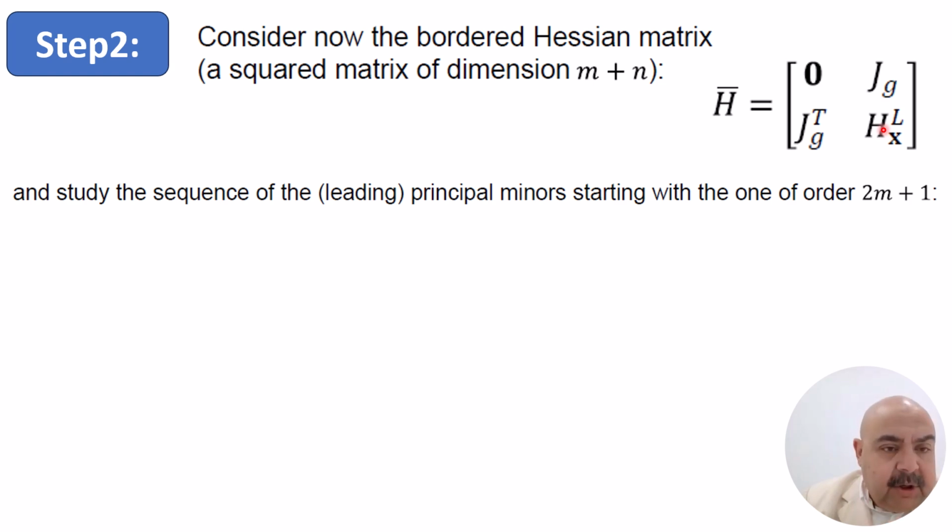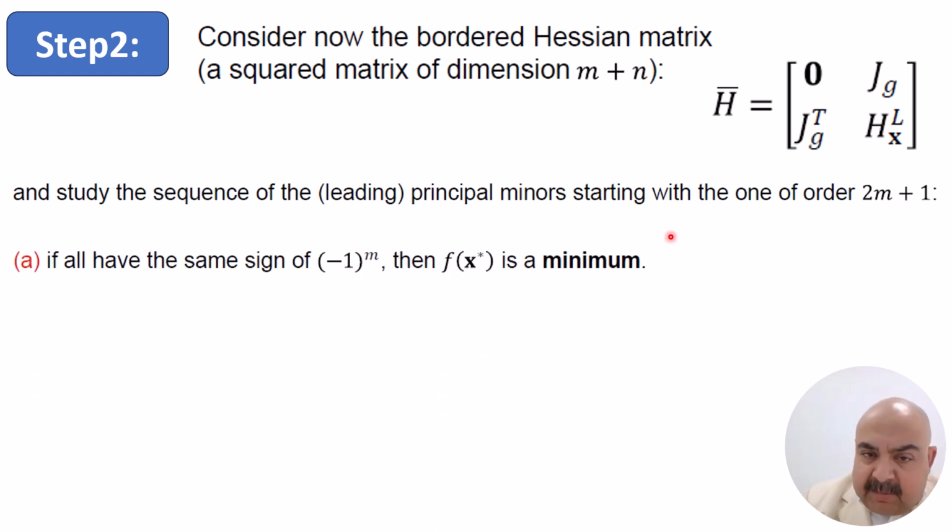Okay, very good. We studied the sequence of leading principal minors, but of order 2m plus 1. I want you to remember here that m is the number of the constraints. If you have one constraint, we will start by getting the leading principal minors of order 3. If I have two constraints, I will get 2 times 2, which is 4, plus 1. So I will start with getting the order of 5 and so on.